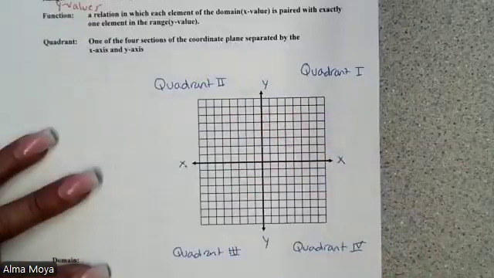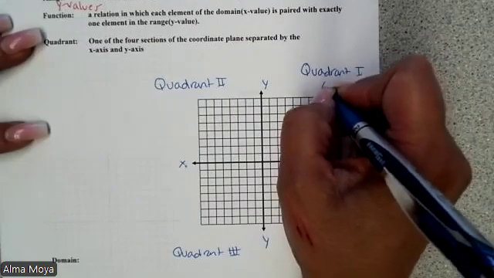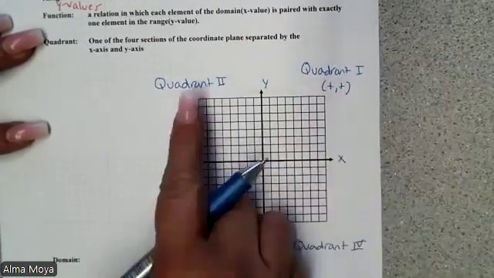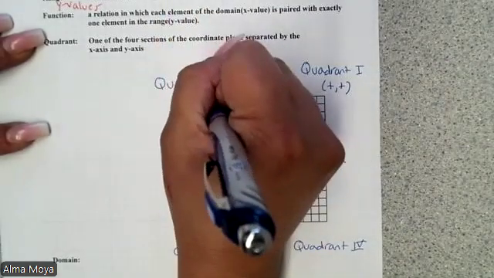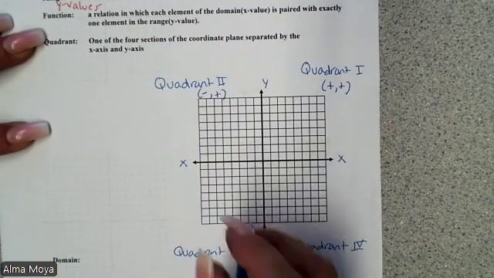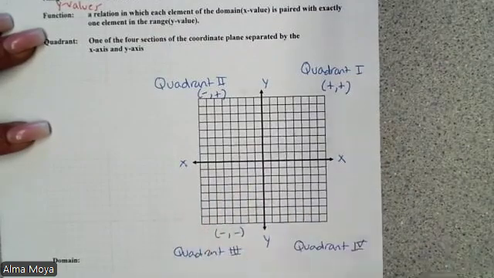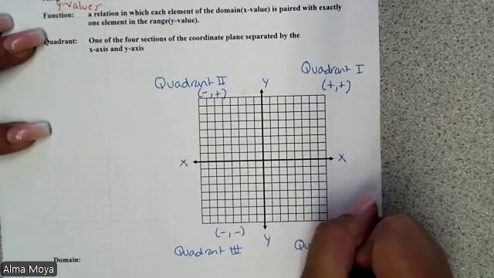In quadrant 1, the X is positive, the Y is positive. In quadrant 2, the X is negative, the Y is positive. In quadrant 3, the X is negative, the Y is negative. In quadrant 4, the X is positive, the Y is negative.